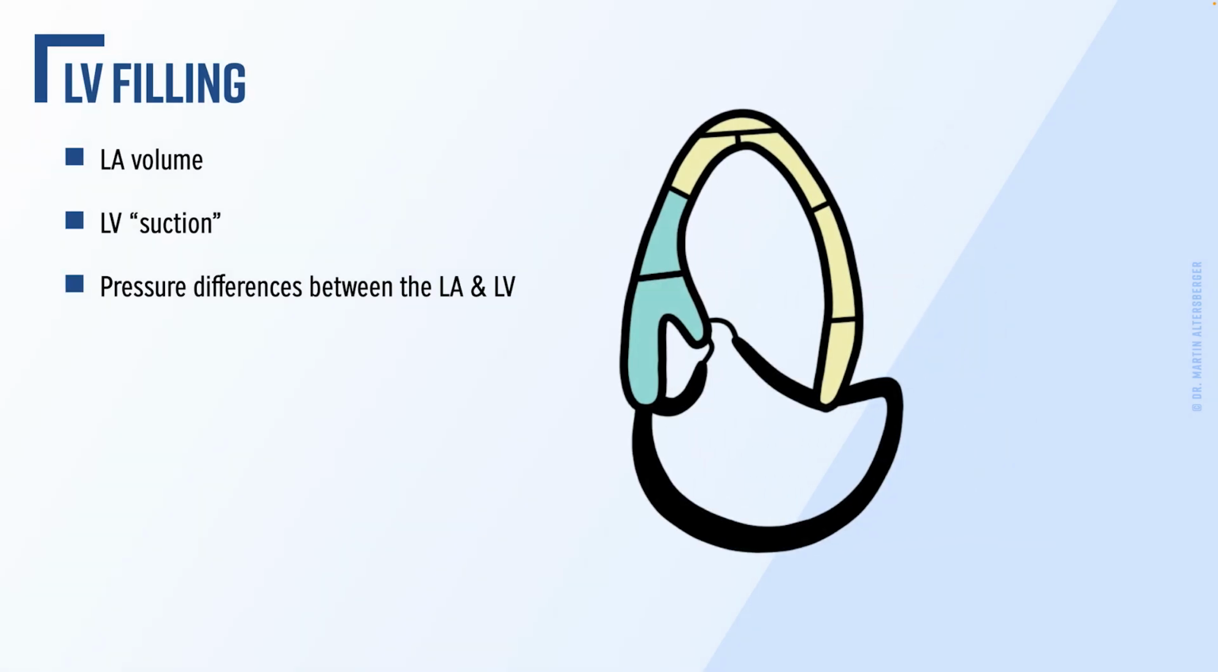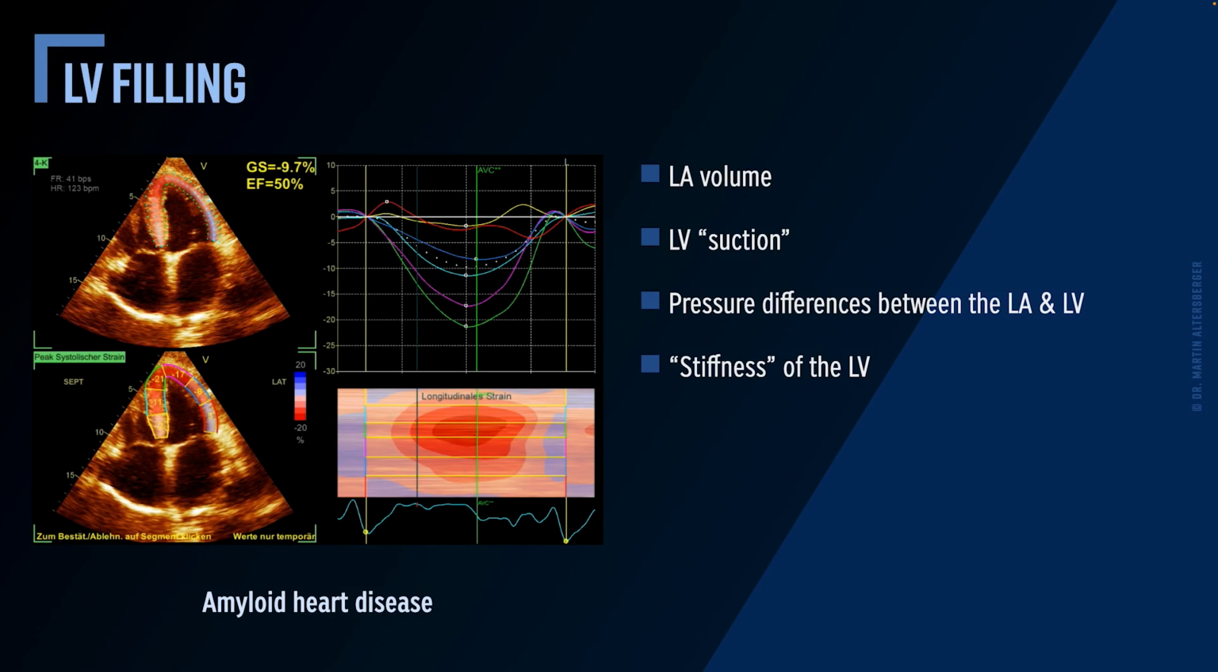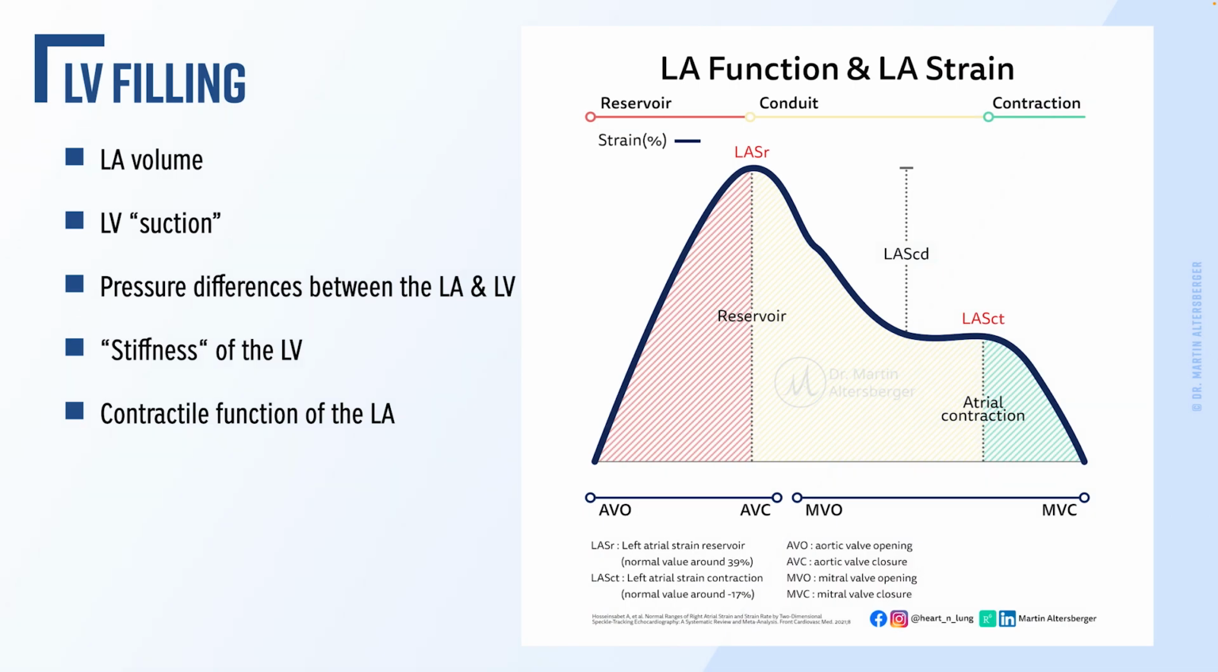So the left ventricular filling is dependent, of course, we said, on the LA volume, the left ventricular suction, but also the pressure difference in between the left atrium and the left ventricle. Furthermore, the stiffness of the left ventricle is something which is very important to understand. So in amyloid heart disease, we have a reduced longitudinal function. The left ventricle is, of course, more stiff and filling pressures are higher than in normal individuals. We already discussed the left atrial contraction phase as well. So also left atrial contraction is important, not only the left atrial volume by means of filling of the left ventricle.